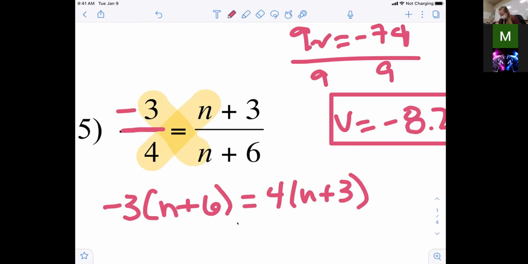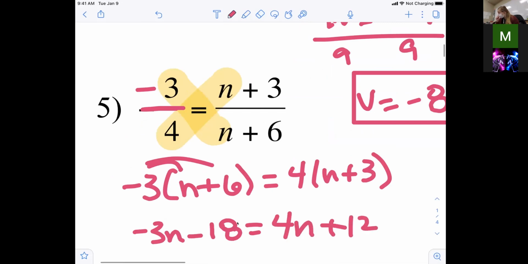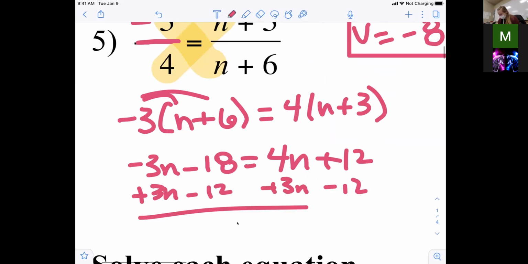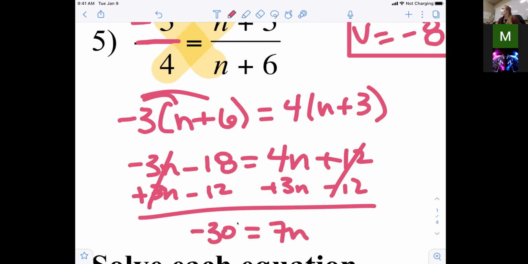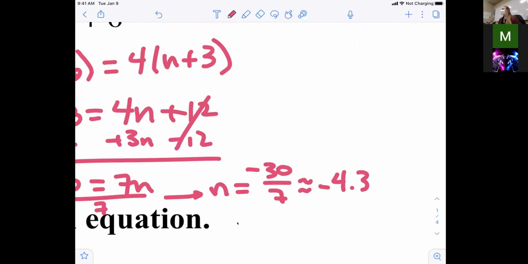Again, be careful with your distribution, especially now that we've got a negative in front. Make sure that I've got negative 3n minus 18 equals 4n plus 12. I'm going to add 3n to both sides, and in the same step, I'm going to minus my 12 to get negative 30 equals 7n. And then we're going to divide by 7. So n equals negative 30 over 7, or approximately negative 4.3, maybe? Anyone divided, is that about right? Okay, perfect.